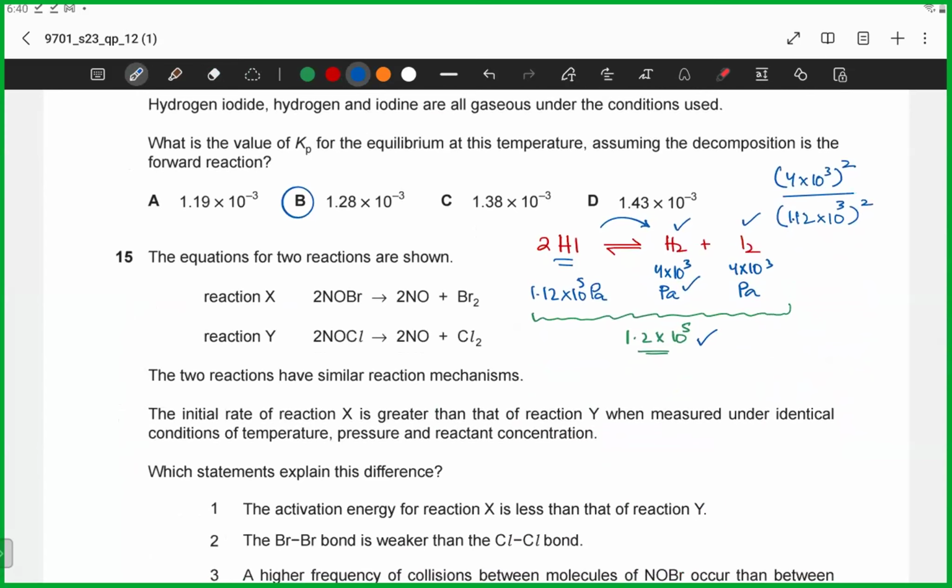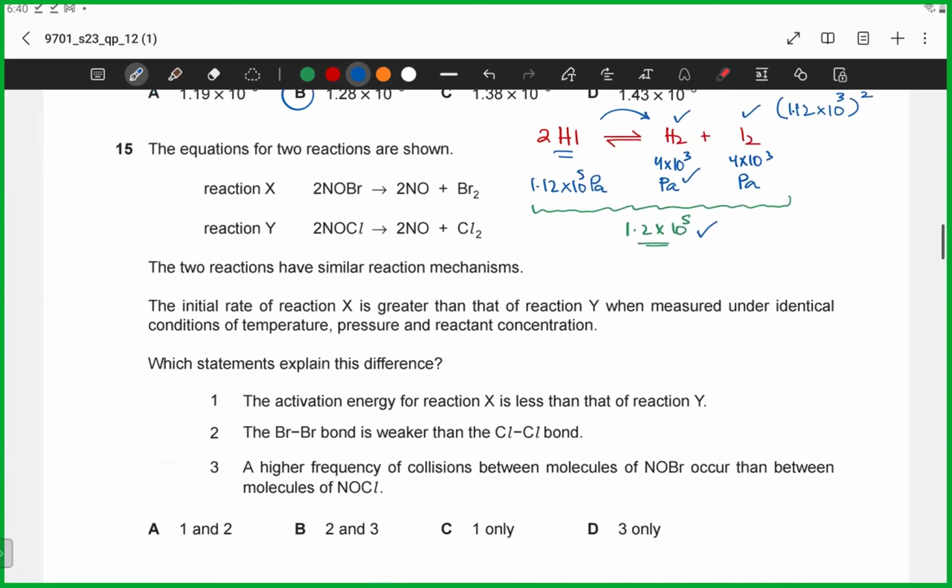The two reactions have similar reaction mechanisms. The initial reaction rate of reaction X is greater than that of reaction Y when measured under identical conditions of temperature, pressure, and reactant concentration. यानी same conditions, but that means the first reaction is faster. Which statement explains why the first reaction is faster? So the activation energy for X is less than that of Y. That's true. ठीक है, it makes sense. मतलब कम activation energy, that's why it's faster.